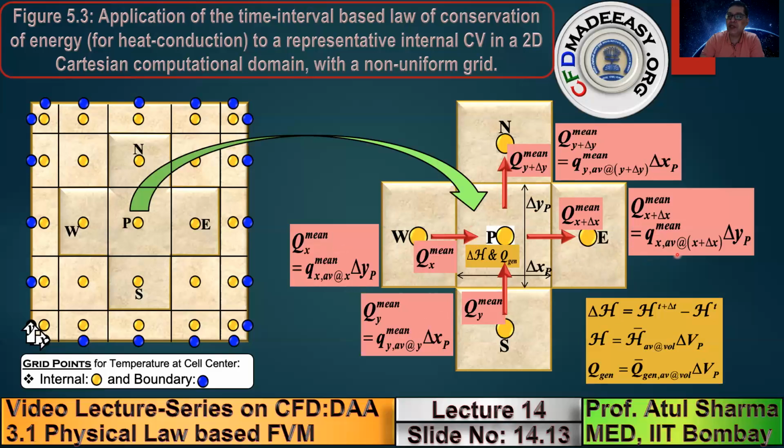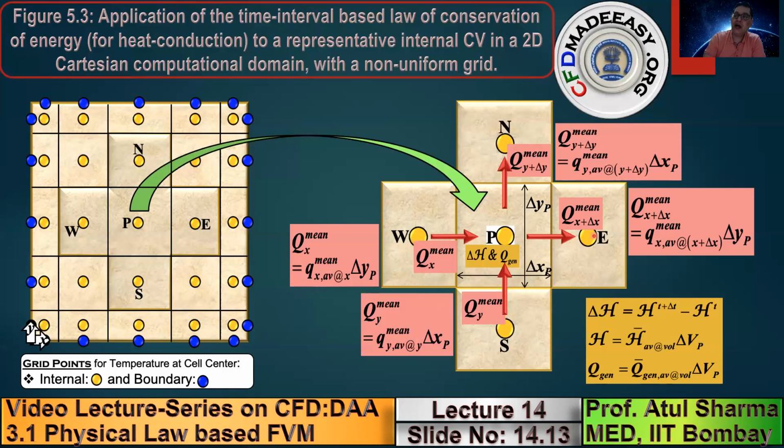Whereas the second subscript represents the surface average value of this Qx at x plus delta x. This is the average value of Qx at the surface x. This is the average value of Qy at surface y. This is the Qy whose surface average value at y plus delta y is presented here.